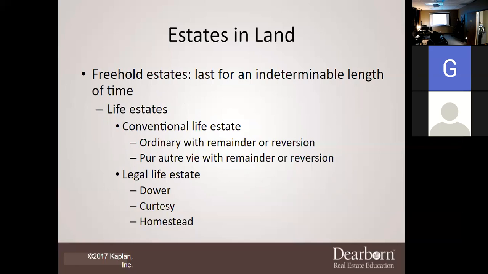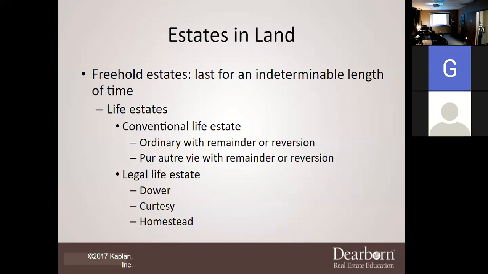So in that situation, in the conventional life estate, my parents put my name on the deed. I'm now the owner of their property. But here's the thing. If my parents die, then, as you see here, there's two different ones. There's ordinary with remainder or reversion, or per autre vie, with remainder or reversion.